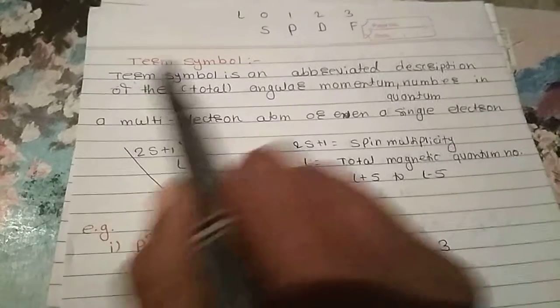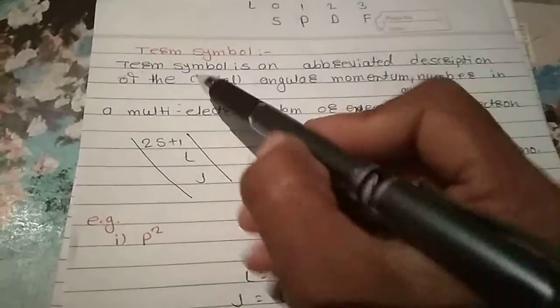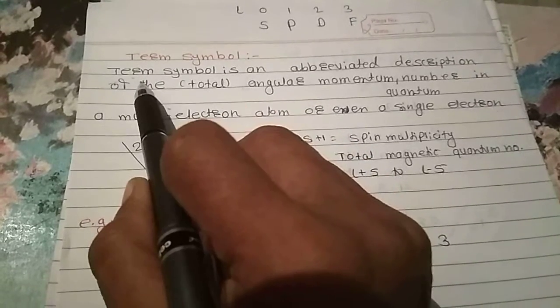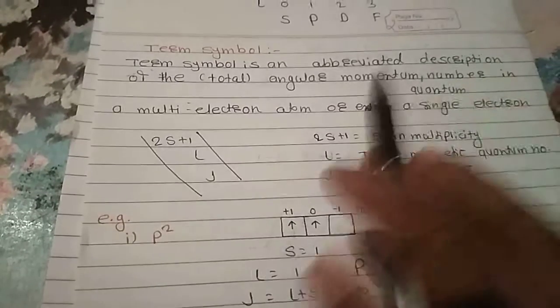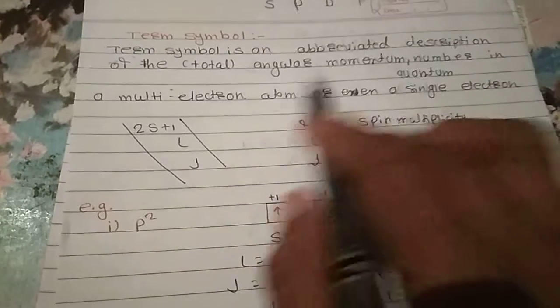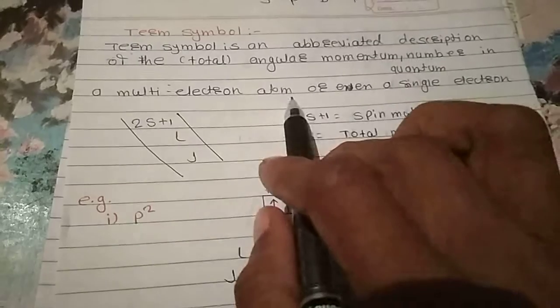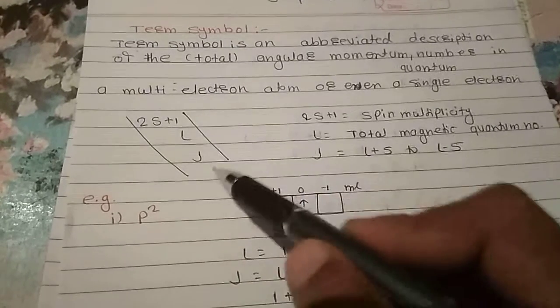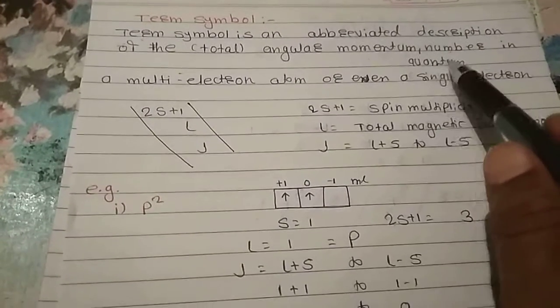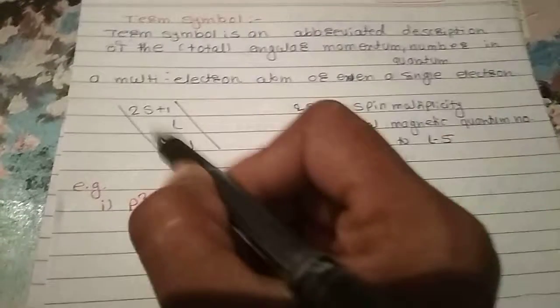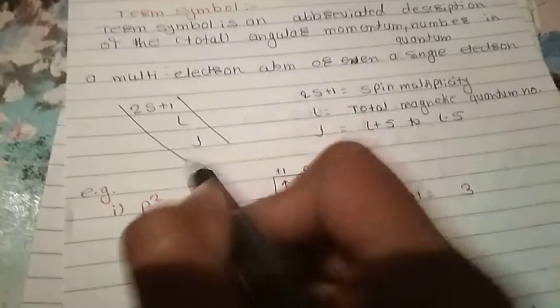The term symbol is an abbreviated description of the total angular momentum quantum number in a multi-electron atom or even in a single electron atom. So this is one of the abbreviated forms of the angular momentum quantum numbers, and that is the general form of the term symbol.